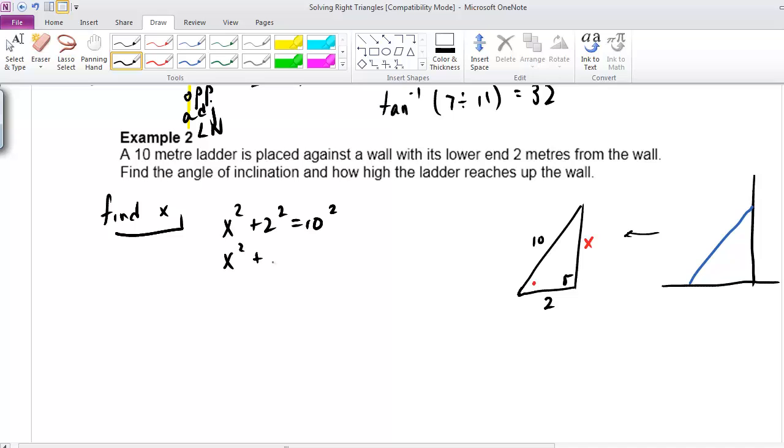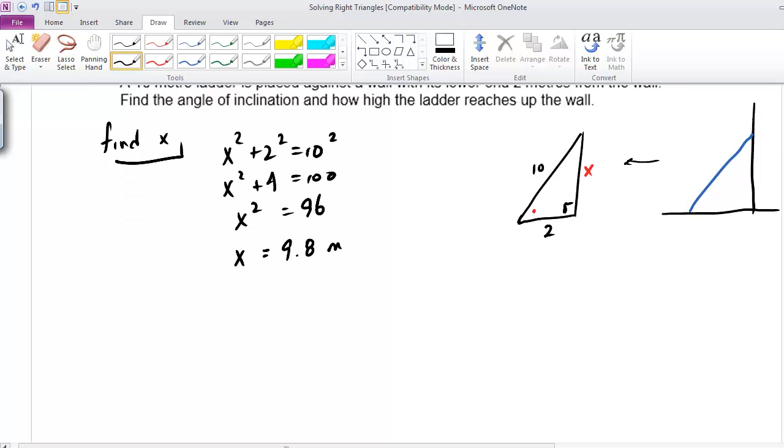And when we go ahead and do that, we get x squared is equal to 96. x is equal to 9.8 meters. Okay, so there's how far it went up the wall using Pythagoras. I'm going to call this angle A. My next thing is I want to find the angle of inclination, which is finding angle A.